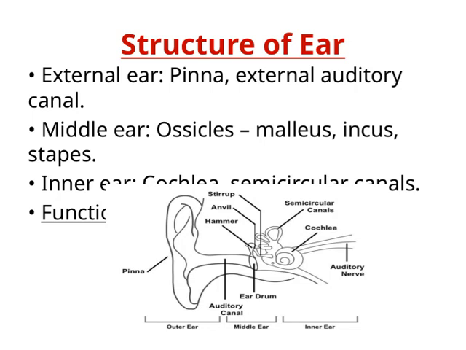Let's take a closer look at the structure of the ear. The external ear consists of the pinna, which is the visible part you see on the side of your head, and the external auditory canal, which carries sound waves inward. Moving inward, we reach the middle ear, where the ossicles are located. These tiny bones, the malleus, incus, and stapes, work together to transmit sound vibrations from the eardrum to the inner ear. Deep inside, we find the inner ear, which houses the cochlea and the semicircular canals.